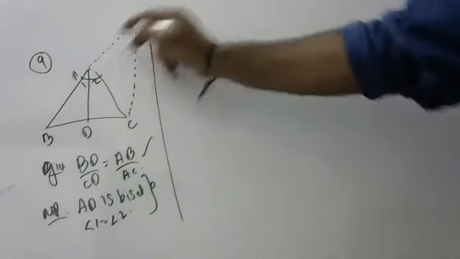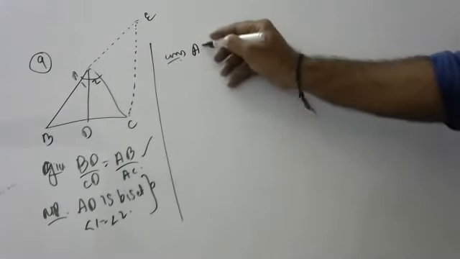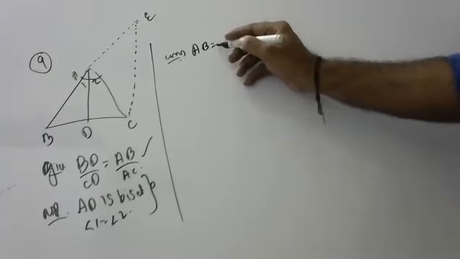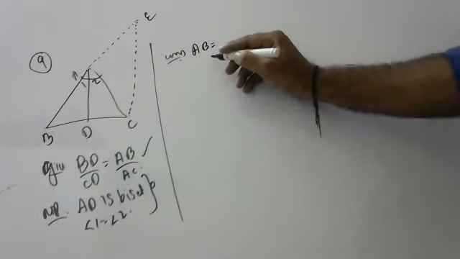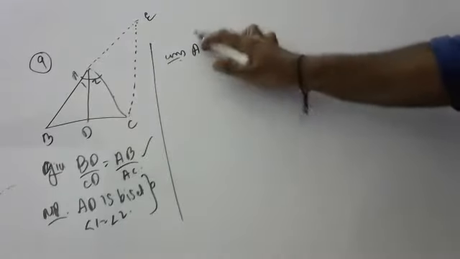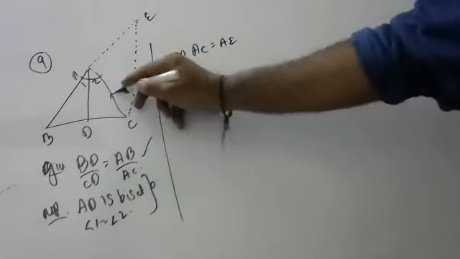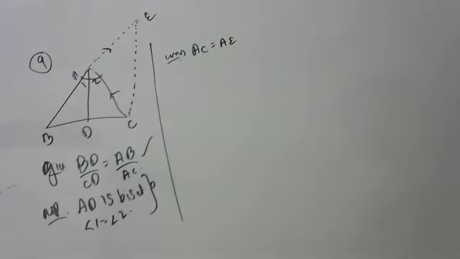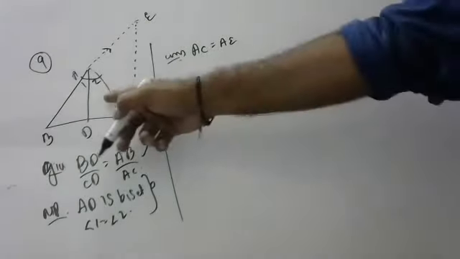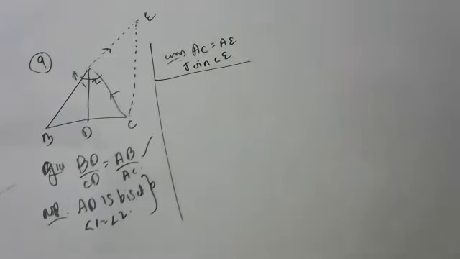Okay, children, in construction, this should be straight, don't draw it slanted. In construction, I will draw AC equal to AE. How much is AC? The same I will draw, AE, in construction. And join CE. That's all, children. If you remember this, the sum is over.